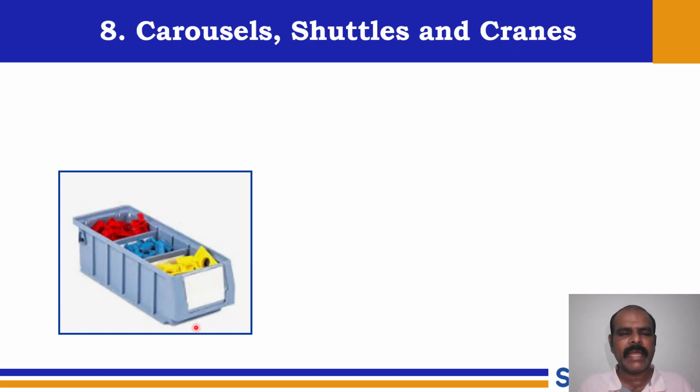This is how a carousel will look. There are different types of carousels. One is standalone. Standalone means one carousel for one product. But in some cases that may not be practically viable, because if the component sizes are very small, it is obvious that we should go for multiple components within the tray.